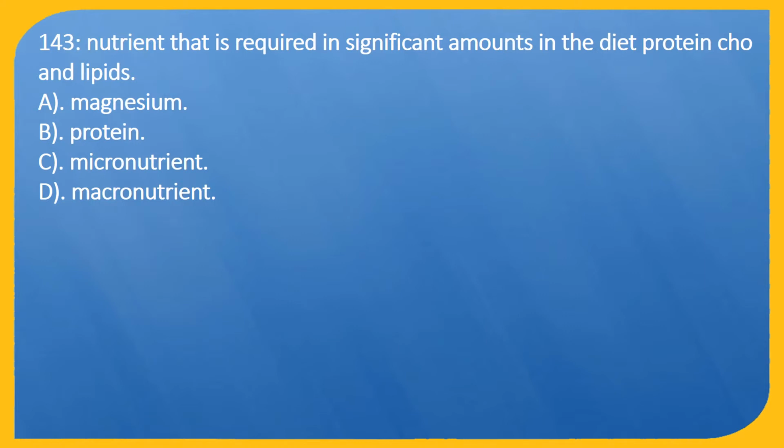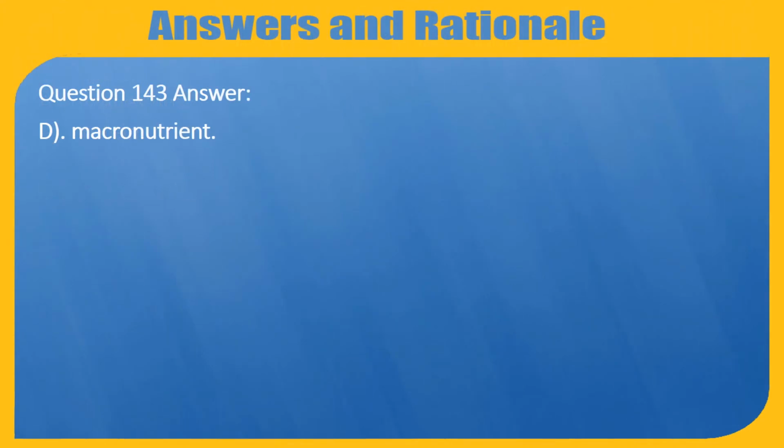Question 143. Nutrient that is required in significant amounts in the diet: protein, carbohydrate and lipids. A. Magnesium. B. Protein. C. Micronutrient. D. Macronutrient. Question 143. Answer D. Macronutrient.